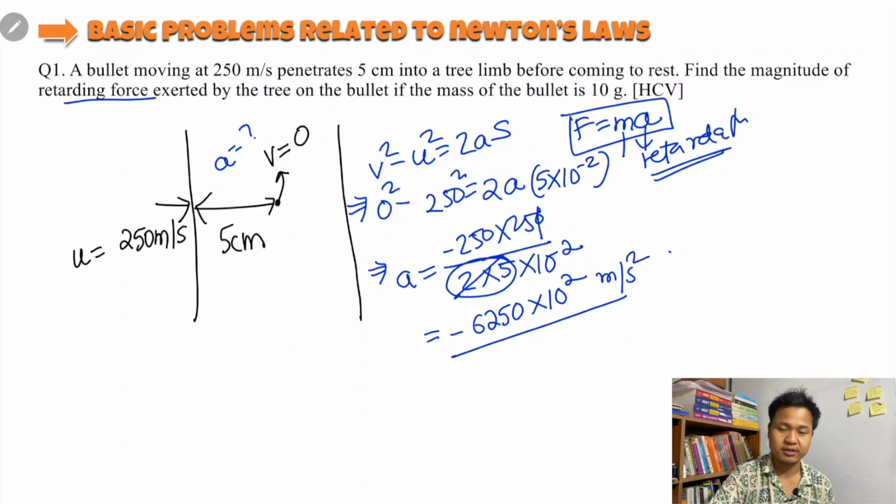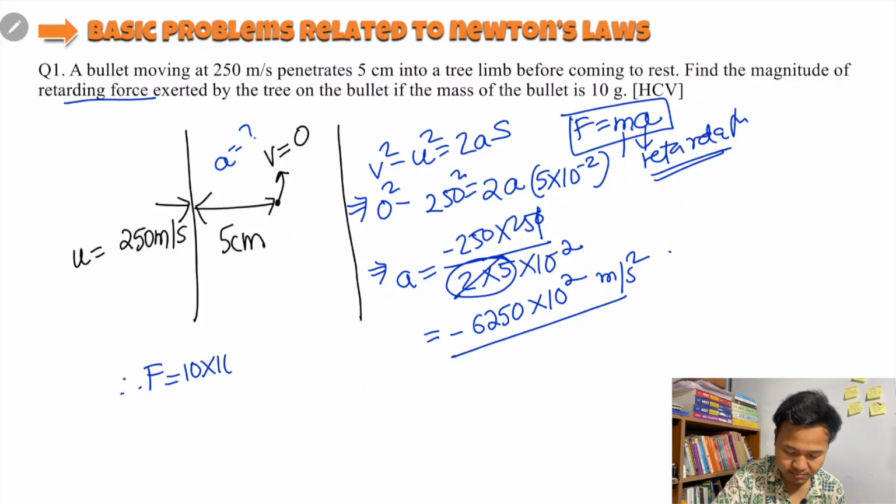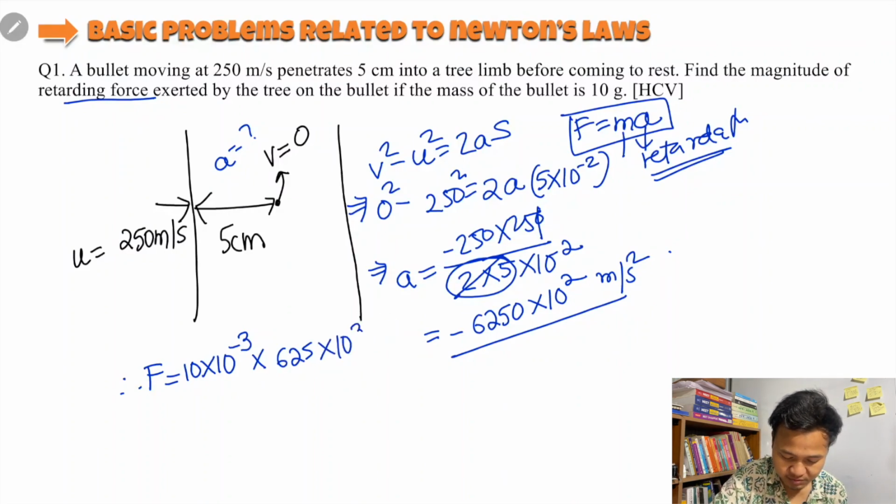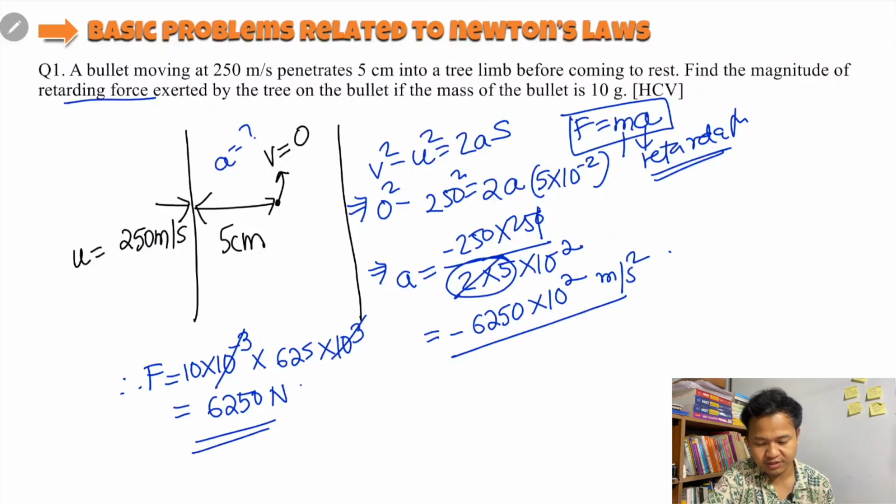So here is the retardation. Now we can find the force. So therefore, what is the retarding force? Mass into acceleration. Mass is 10 grams, in kg it is 10 power minus 3, into 6250 into 10 square. The minus sign just indicates retardation. So here what I can do is, 10 power 3 cancels. Okay, so these two get cancelled out. So finally I will have 6250 Newton. Okay, so this is the retarding force.